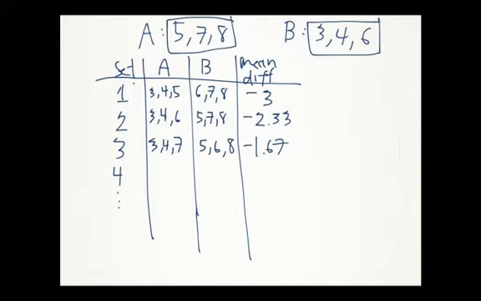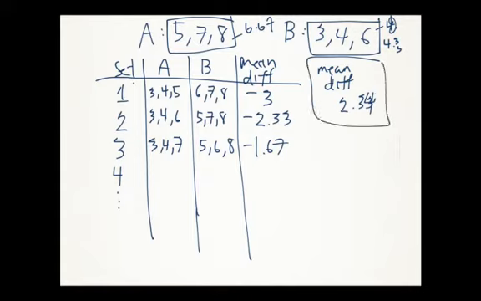And so remember that the mean difference that we have for our actual data was 2.34. We know that the mean here is 6.67, and the mean here is 4.33. Okay. And so the mean difference that we have for our data was 2.34.